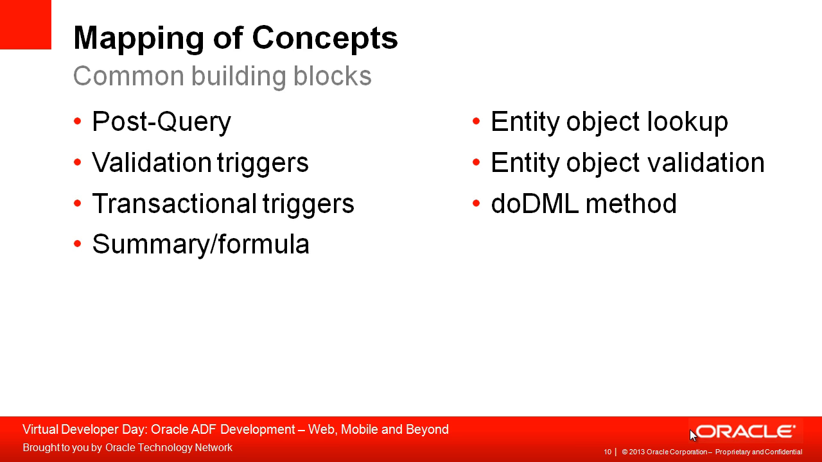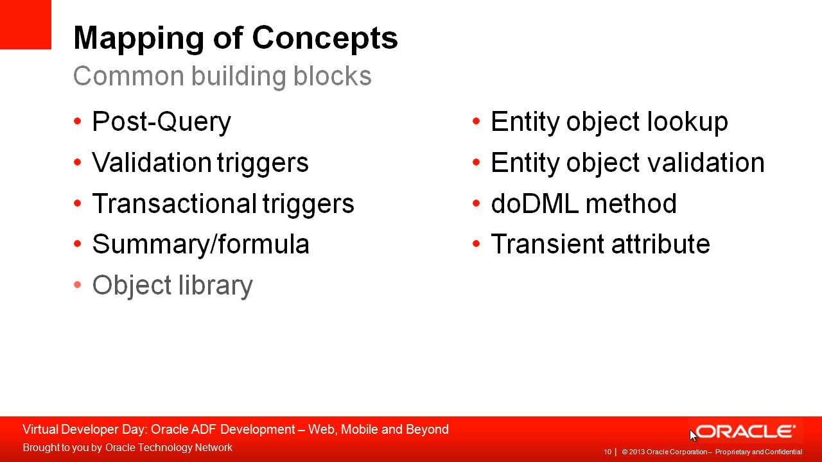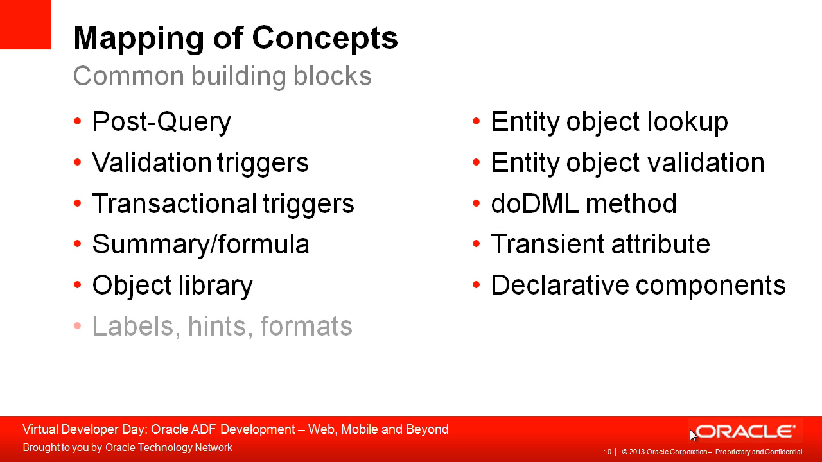In Oracle Forms, you can have a summary or a formula value. And then we have the exact same concept in ADF, but we call it a transient attribute. You could create libraries of user interface components in Oracle Forms in an object library. Well, we have the exact same concept. We just call them declarative components. And again, it's probably fair to say much richer than the functionality that we have within Oracle Forms.